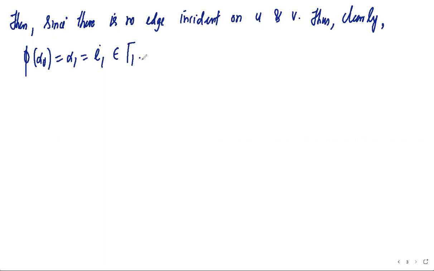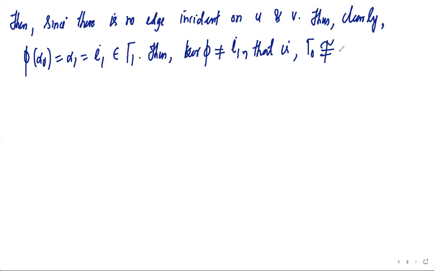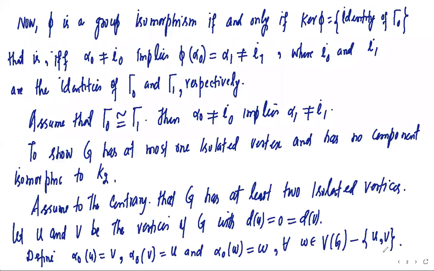And thus the kernel of phi is not equal to identity 1. But we had shown that, and this implies that gamma 0 is not isomorphic to gamma 1. Because if they are isomorphic, then we had earlier seen that the necessary and sufficient condition for that is that we must have a non-trivial automorphism mapped into a non-trivial edge automorphism.